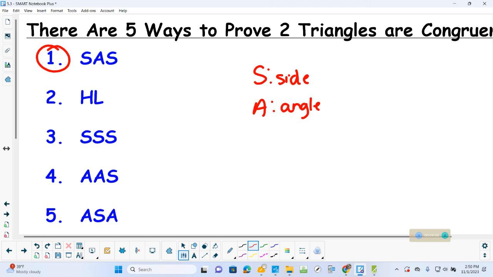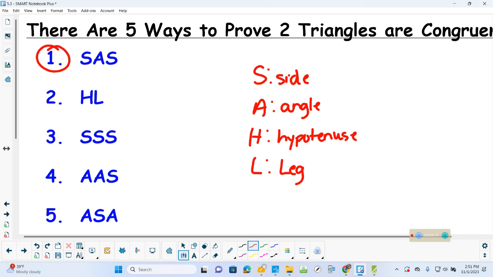Now, of course, that second one, the HL, the H stands for hypotenuse. So if you think about your Pythagorean theorem or your right triangles, that's what we're talking about, hypotenuse. And then L stands for leg.